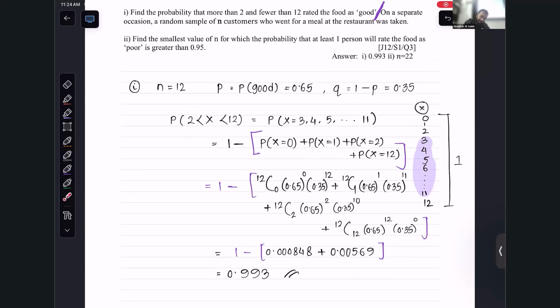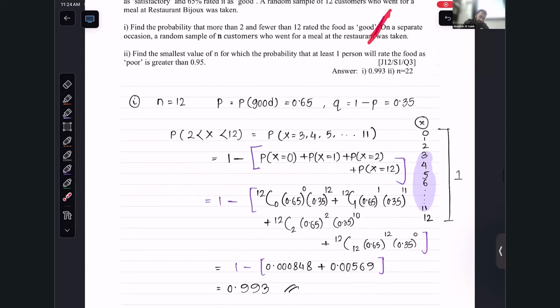Now, the next question starts from here. I forgot to give an enter. Okay, so on a separate occasion, a random sample of n customers who went for a meal at the restaurant was taken. So the number of trials is unknown. Next, find the smallest value of n for which the probability of at least one who will rate the food as poor is greater than 0.95.